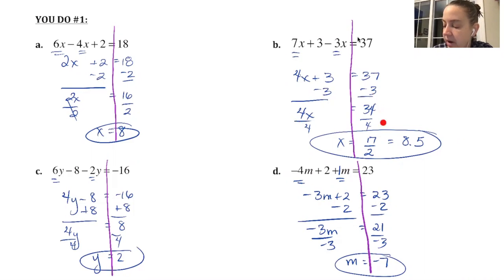I divided by 4. Now on this one I got 17 over 2, or maybe if you put it right in your calculator, you got 8.5. So decimals could happen. It'd be a good idea to check your work, but it is possible to get decimals.